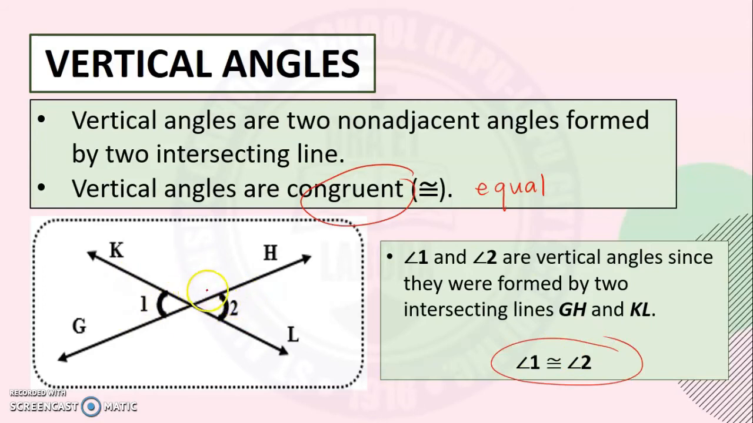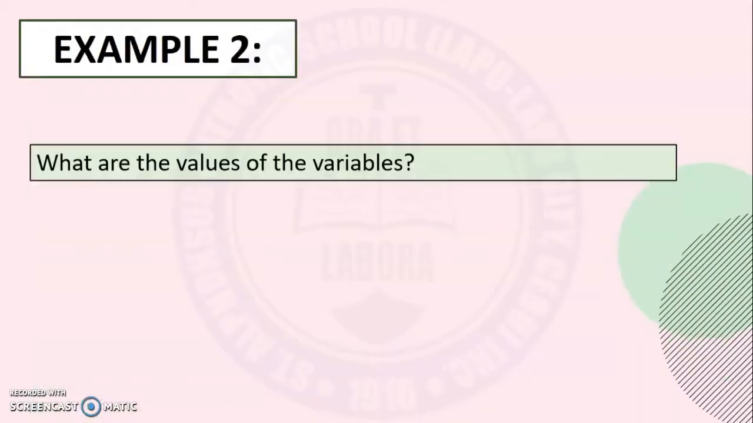Another pair of vertical angles in this figure is these two angles here. They are also vertical angles because they were formed by these two intersecting lines, and they're also opposite angles. Always remember that vertical angles are opposite angles, and vertical angles are always congruent. Okay, now let's have another example.